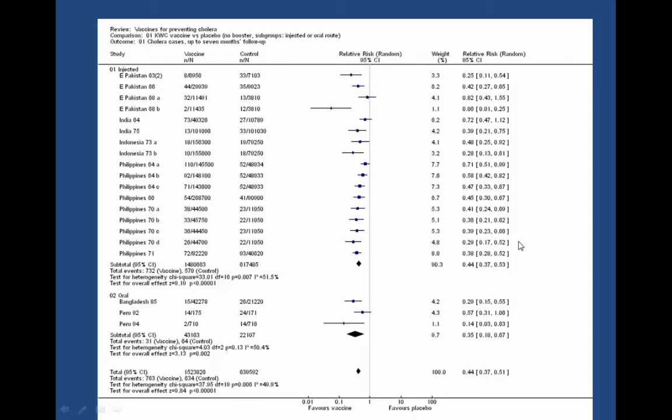They're reporting 95% confidence intervals with the whiskers. If I just looked quickly, a risk ratio lower than 1 in this case favors vaccination, a risk ratio higher than 1 favors placebo. Just looking very quickly, can you see how few of these studies cross the value of no effect? So a number of these studies showed that having vaccination reduced your risk of developing cholera.